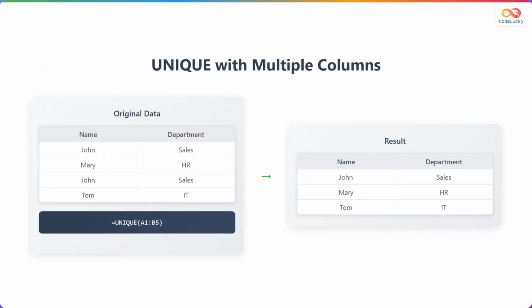Now let's explore how to use the UNIQUE function with multiple columns. In this example, we have a table with the columns name and department. The data includes entries like John in Sales, Mary in HR, John in Sales again, and Tom in IT. By applying the formula =UNIQUE(A1:B5), we can extract the unique combinations of names and departments. The result is a table with John in Sales, Mary in HR, and Tom in IT.